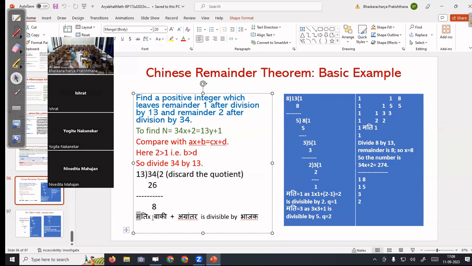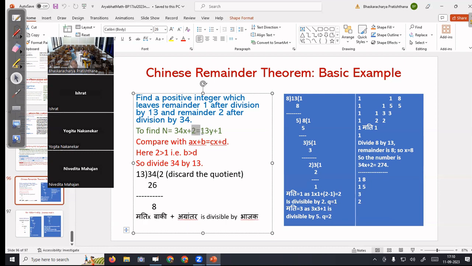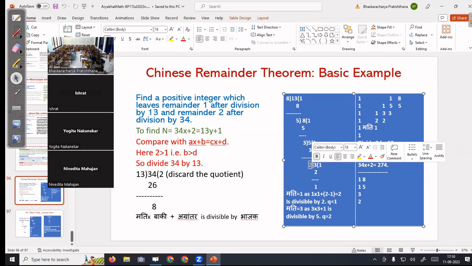Then you find out something called Mati. And this is the condition for finding Mati. Mati is a number to be found, Z let us say, times the last remainder. Last remainder is 1, so Mati is to be taken as 1, and Mati into remainder plus Agrantar, meaning the difference between the Agras. Agras are 2 and 1, the initial remainders. Their difference is 1. So Mati should be such that Mati into remainder 1 plus the difference between the Agras is divisible by the Bhajak. Bhajak is the last remainder, 2. So it should be divisible by 2.